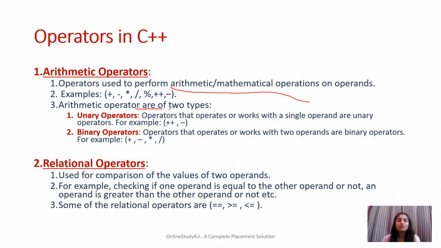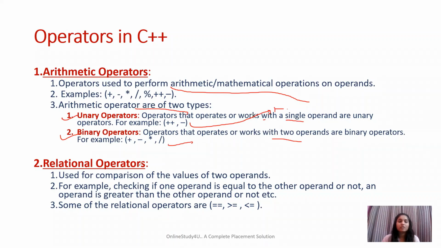Arithmetic operators are of two types based on the number of operands they use to perform their operation. First are unary operators, and second are binary operators. Unary operators use a single operand to perform the operation. Here we have two operators, plus plus and minus minus. And binary operators use two operands to perform the binary operation. Here we have plus, minus, multiplication, division, and a few more.